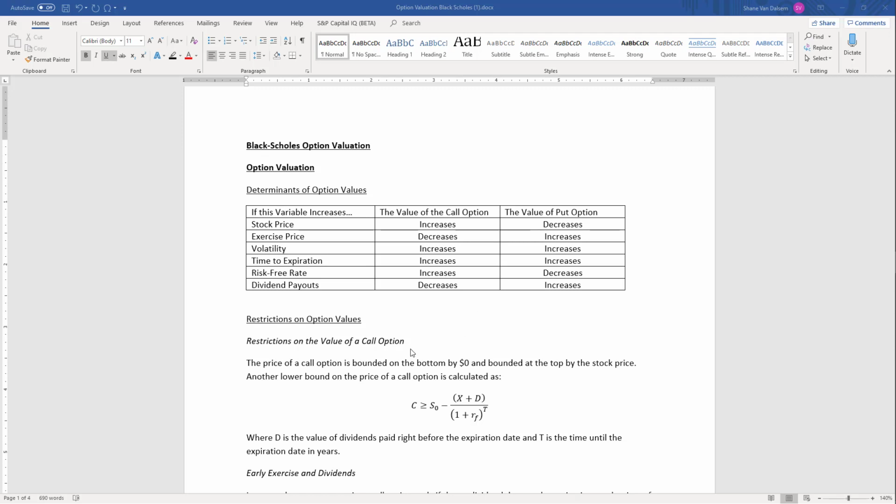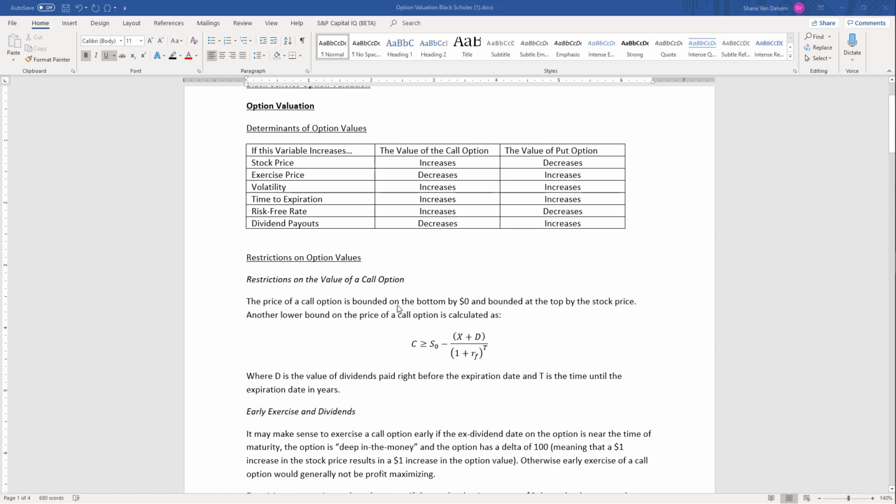So restrictions on option values, restrictions on the value of a call option. The price of a call option is bounded on the bottom by 0, because people aren't going to pay for you to buy call options from them. They want to sell those. And bounded on the top by the stock price. So essentially, if the value of the call option were the stock price, it would have an exercise value of 0, or a strike price of 0. So that's kind of the situation there.